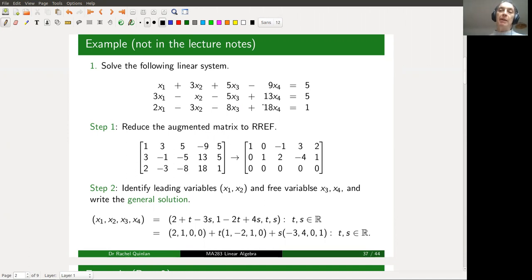To have all variables being leading variables, you need to have enough rows in the equation to accommodate a leading 1 for each variable. So in this case, you need at least 4 rows. And in any case, you'd need at least as many equations as variables.